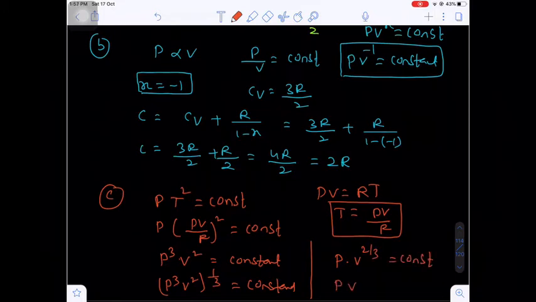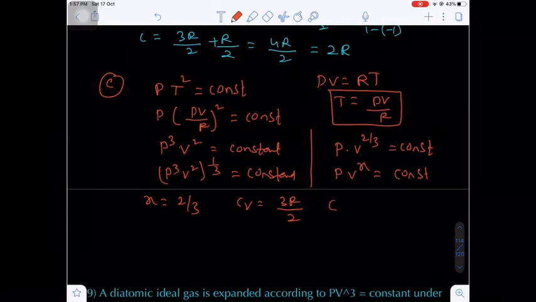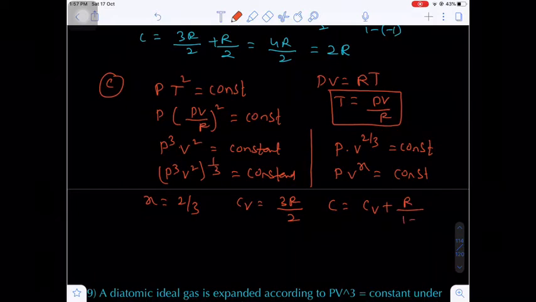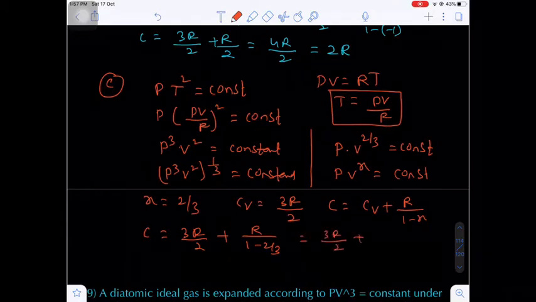But the actual general expression is PV to the power x equal to constant. If you compare these two, you will get the exponent x value as 2 by 3. Again, the CV value for a monoatomic gas is 3R by 2. Now, what will be the molar heat capacity of a polytropic process? C is equal to CV plus capital R upon 1 minus x. So C equals CV, nothing but 3R by 2, plus capital R divided by 1 minus x. What is the x value here? 2 by 3. 1 minus 2 by 3 is 1 by 3, so 1 by 3 means you will get 3. So 3R by 2 plus 3.